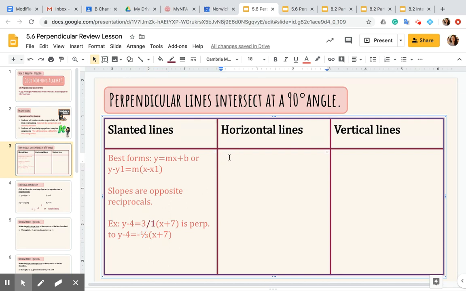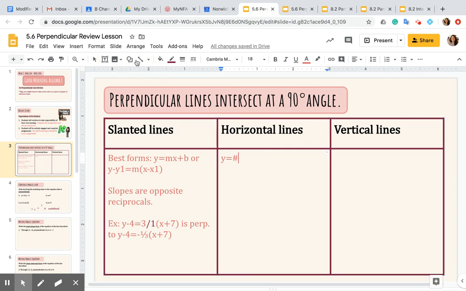which you'll see later. All right, let's talk about horizontal and vertical lines. I almost could have made this in the same column. I probably didn't even need to split them up like this. But horizontal lines, they're going to be in the form y equals a number. And horizontal, if you think about it, is a line that goes left to right.